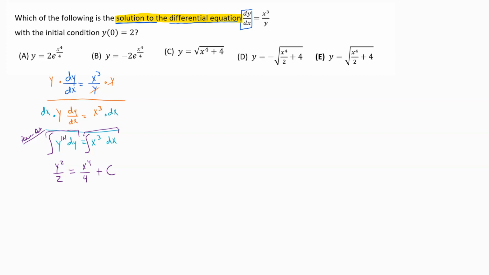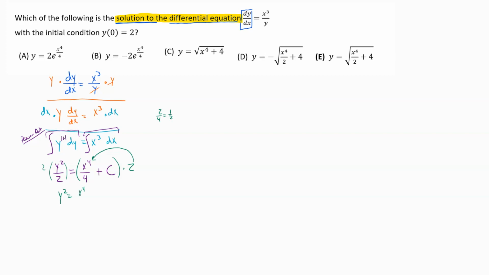To finish this out, we need to get to a y equals, right? You notice that the answers up above are all y equals equations, and that's where we need to go. So we start by multiplying both sides by 2 to get it out of the bottom. On this side, we're left with y squared equals, and then we distribute the 2. So 2 times x to the 4th over 4, the 2 and the 4 simplify down. That's really going to be a 1/2.